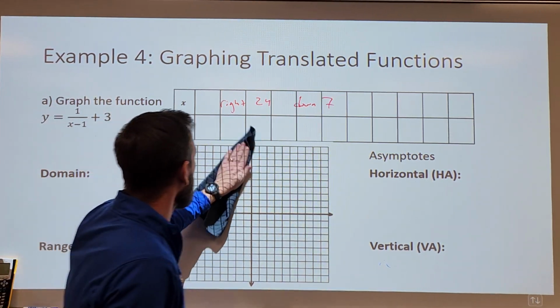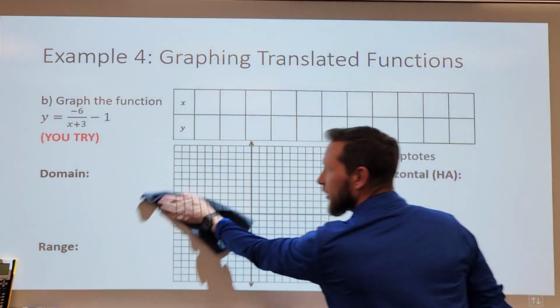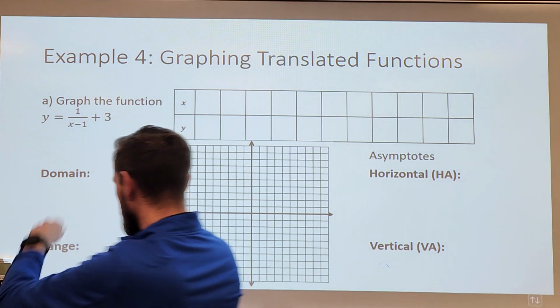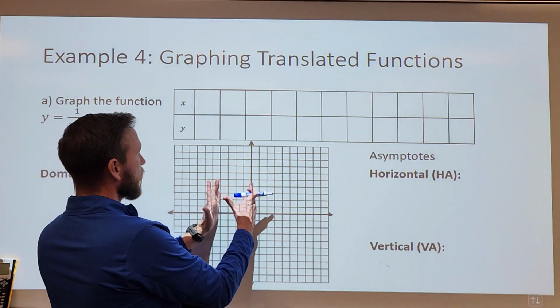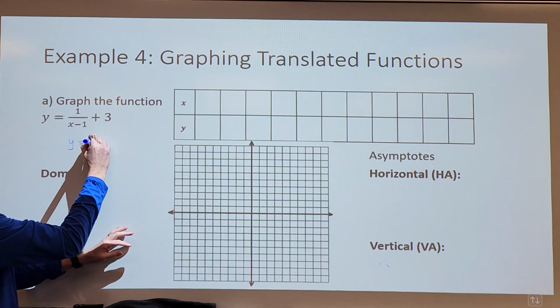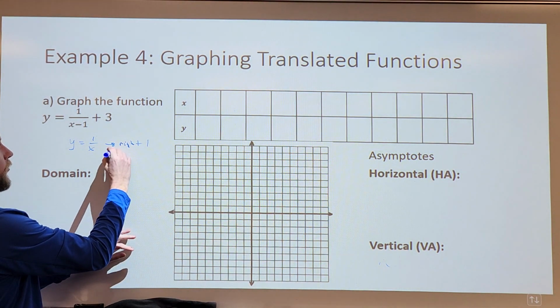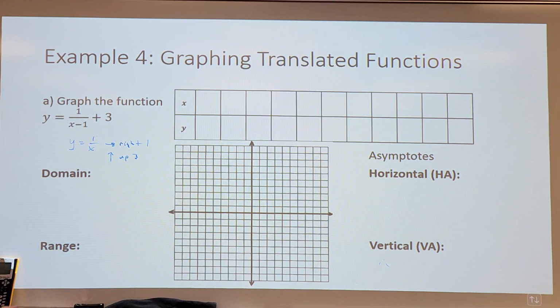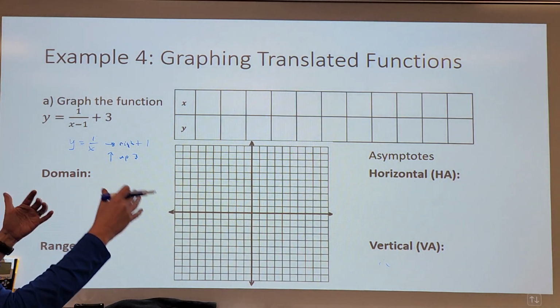In example 4, we get to actually graph these. I'm going to do one, and then I'm going to ask you to try one. And when I say you try, I just mean you try. It doesn't have to be perfect, but we're going to give this a shot. So again, we want to pick some values here. We want to understand that we are taking the original y equals 1 over x, and we are moving it to the right 1, and we are moving it up 3. We want to explore that as best as we can to make sure that we can see what this is going to look like in our graphers.